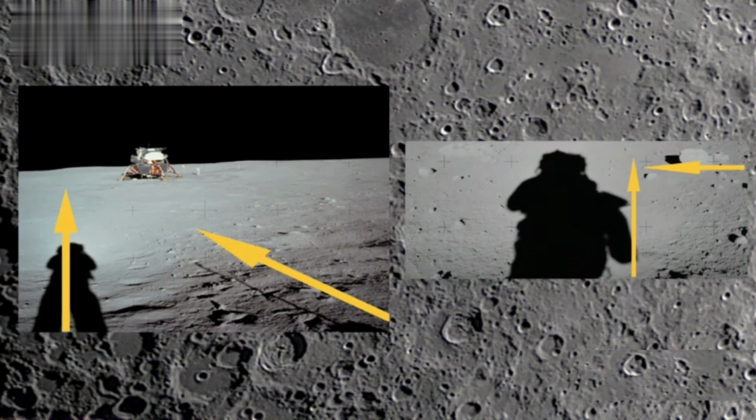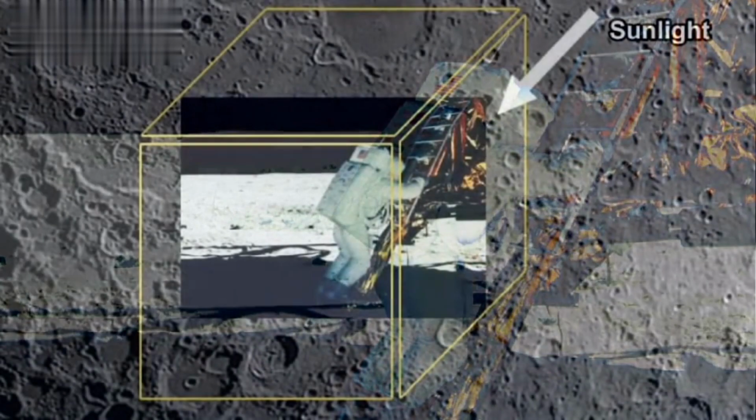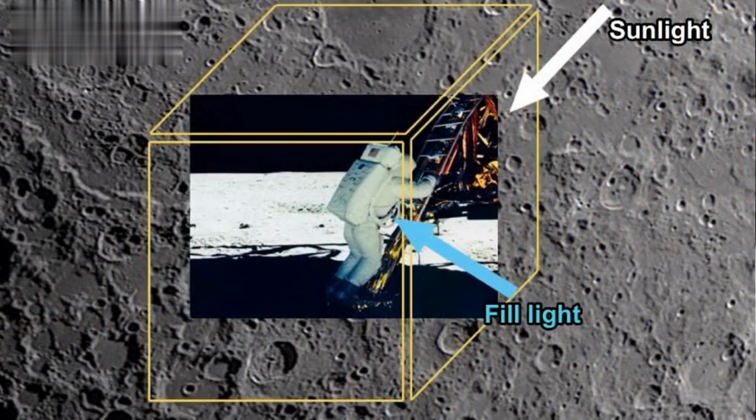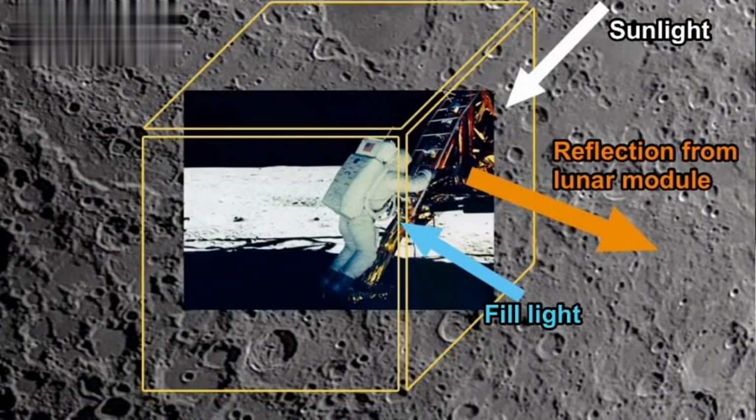Although some experts have explained that this phenomenon is due to multiple light sources caused by reflections from the lunar module, spacesuits, and reflections from Earth in the lunar environment, this particular photograph of descending from the lunar module seems difficult to explain. There are clear signs of fill lighting outside the shadow. If it were a reflection from the lunar module, the fill lighting should appear on the opposite side instead.